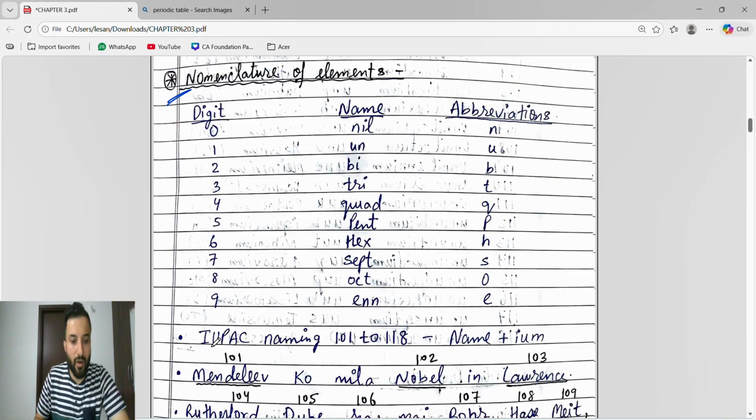So for writing the IUPAC name, this is the nomenclature. It is only applicable from 101 to 118. Before 101, it's not applicable. It is applicable from 101 to 118, and you can apply it for 119 and 120 also. So in this IUPAC naming, from 101 to 118, whatever name comes, at the last we have to put ium.